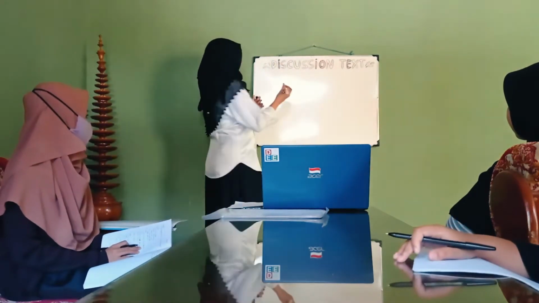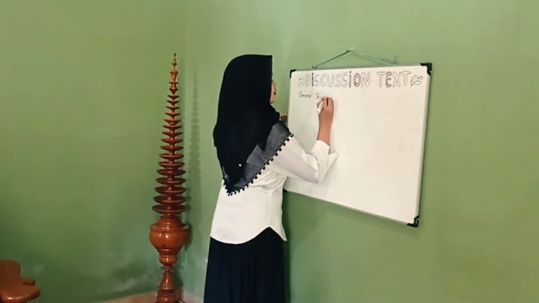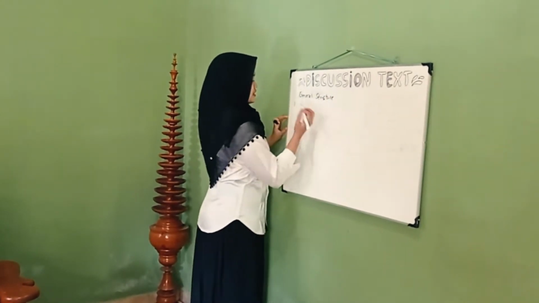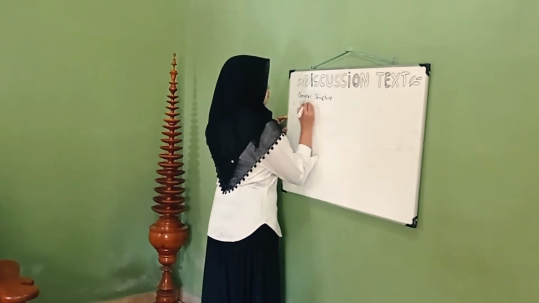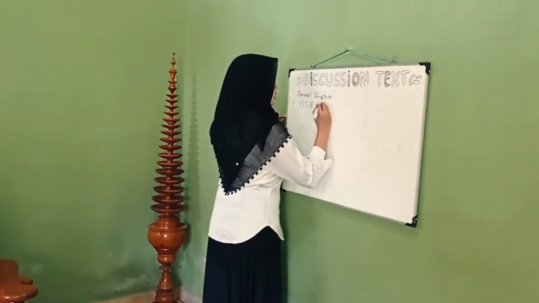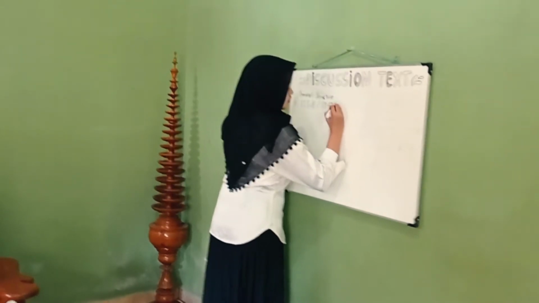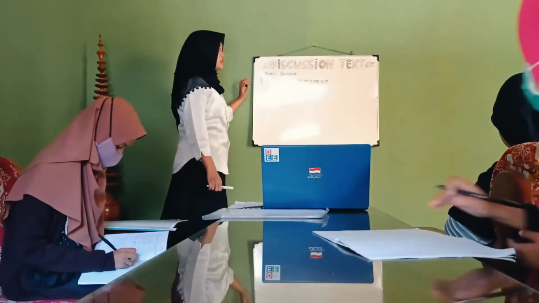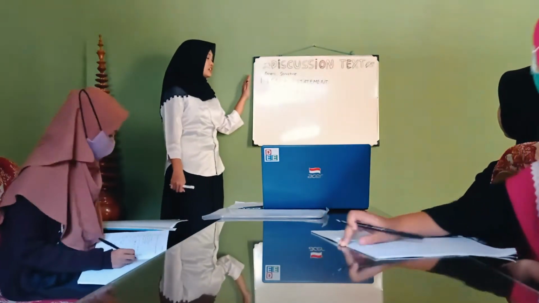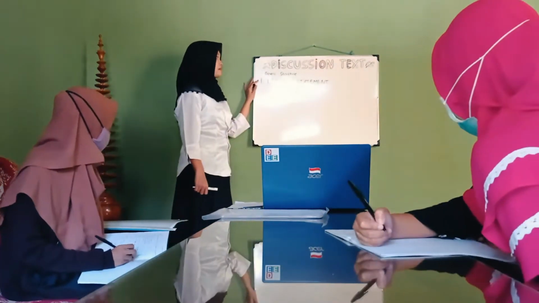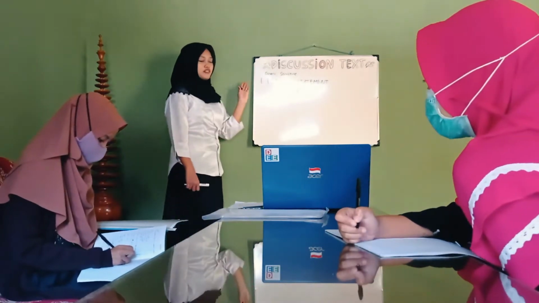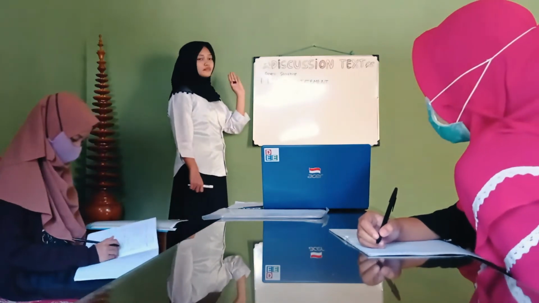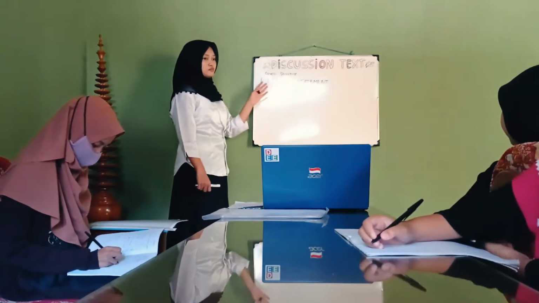And then about the generic structure of discussion text, the first is issue or statement. In this paragraph, the writer gives general information about the issue. Jadi dalam paragraf pertama ini, si penulis memaparkan statement-statement umum tentang sebuah isu.